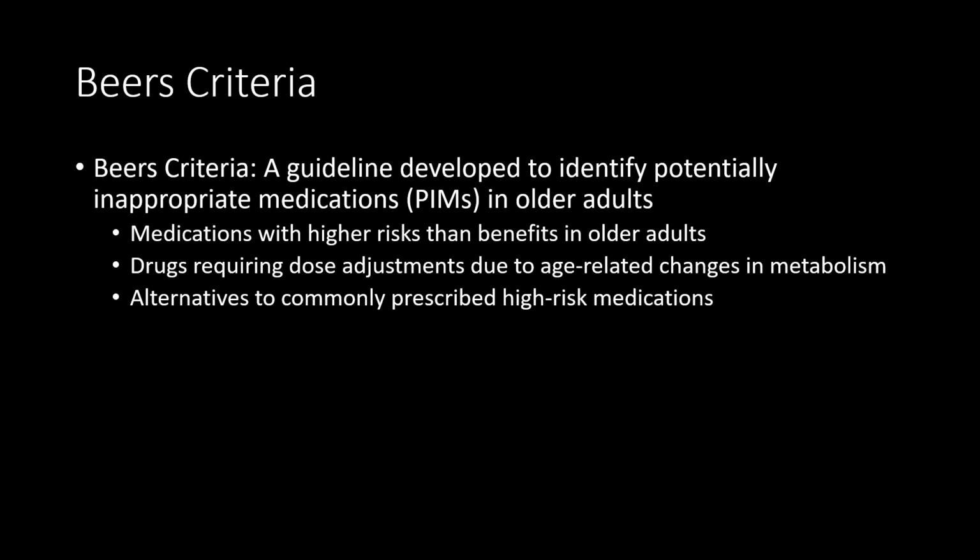Another aspect of medications that you need to be familiar with is the Beers criteria. This is essentially a guideline that's been developed to identify potentially inappropriate medications for older adults. So these are medications that are going to have higher risks than benefits in older adults. They require dose adjustments due to age-related changes in metabolism, and there are alternatives to commonly prescribed high-risk medications provided in the Beers criteria.